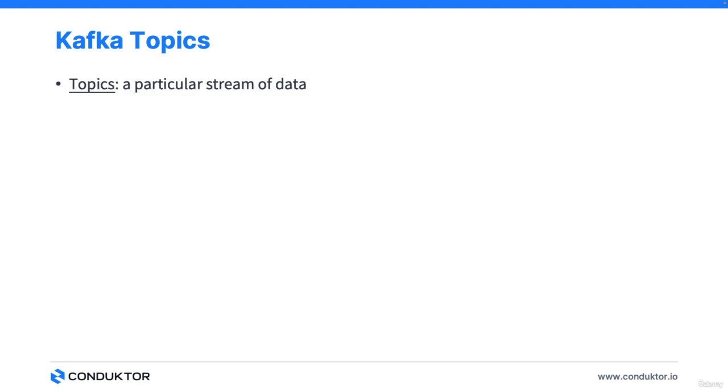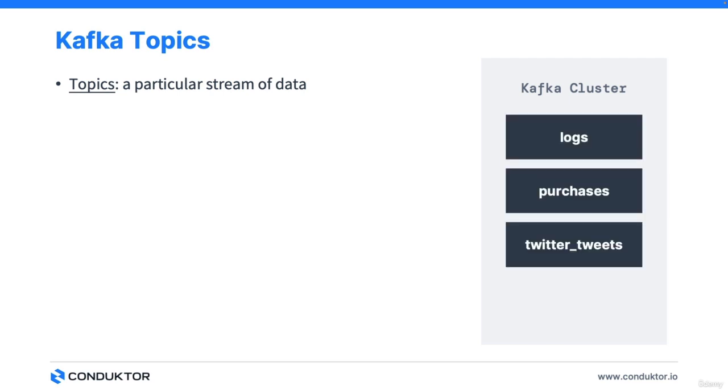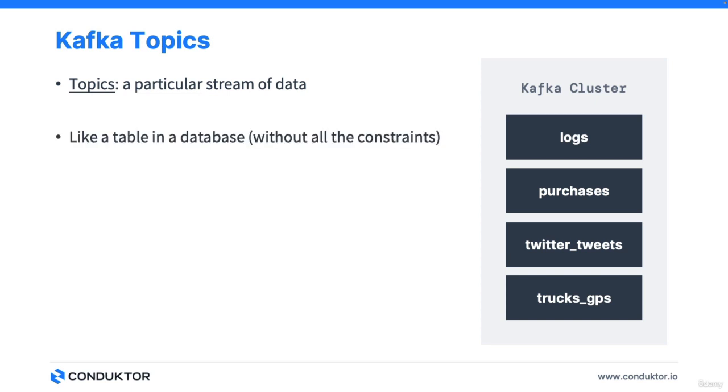So Kafka topics are a particular stream of data within your Kafka cluster. Your Kafka cluster can have many topics. It could be named, for example, logs, purchases, Twitter tweets, trucks, GPS, and so on. A topic in Kafka is a stream of data. If you wanted to make a parallel to databases, a topic is similar to what a table would be in a database, but without all the constraints, because you send whatever you want to a Kafka topic. There's no data verification. I will explain what it means later on.